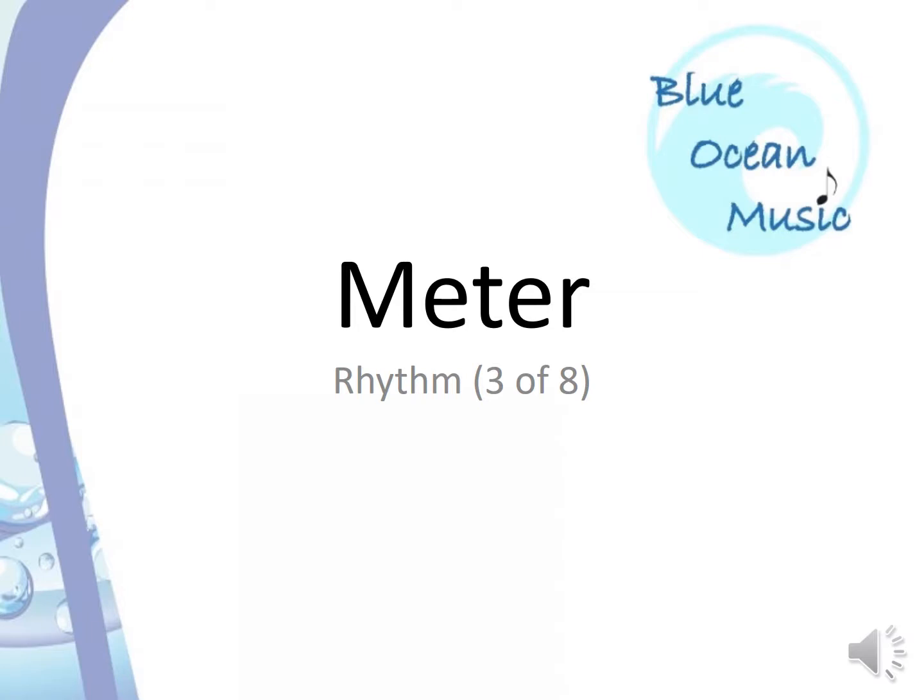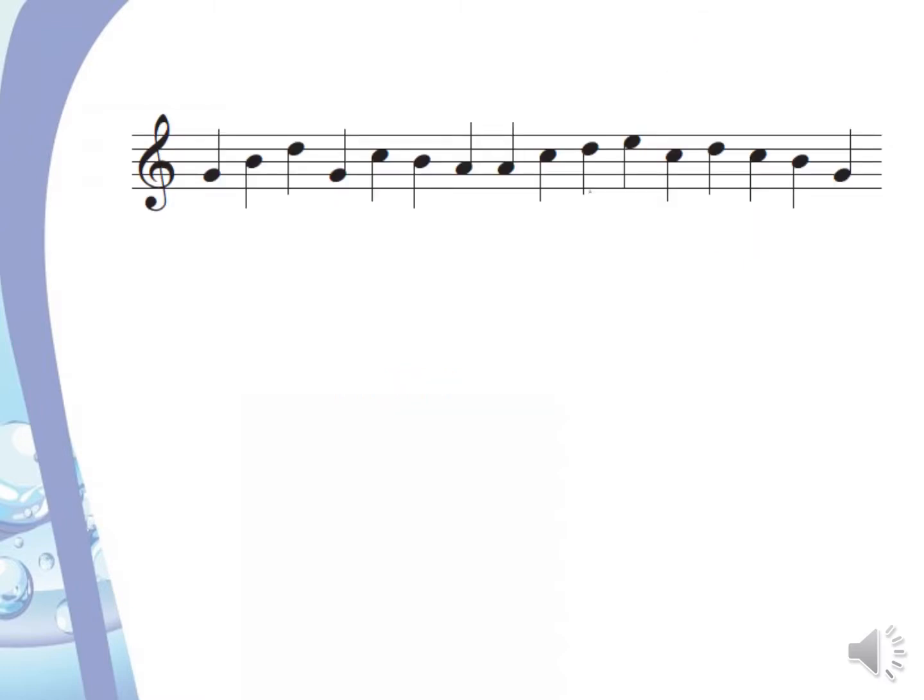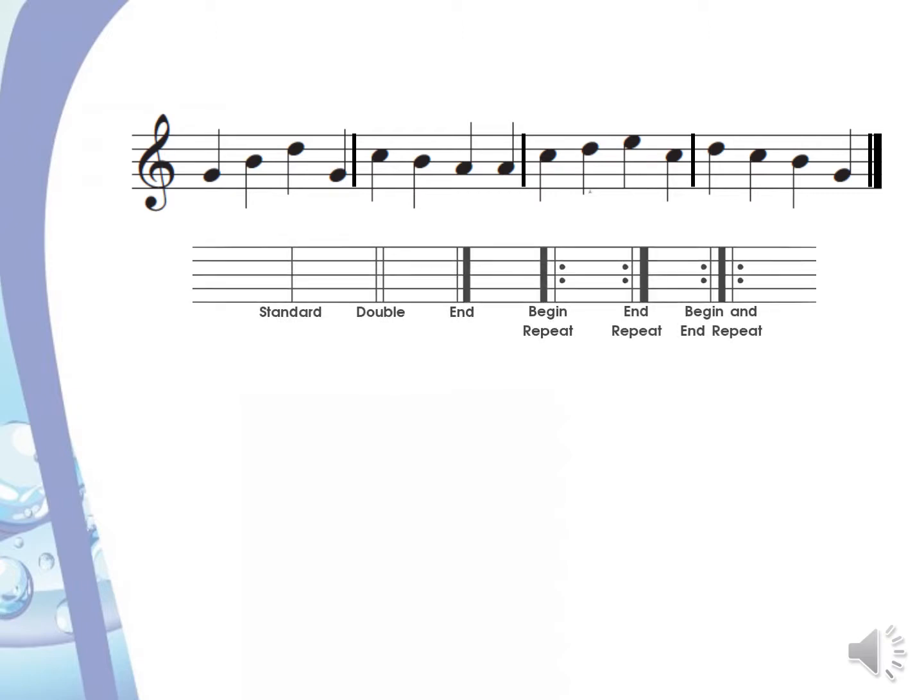In this third video of the Rhythm series, we will be examining the concept of meter. When we look at this example of music, we notice that it looks actually very unorganized. By adding, however, in some vertical lines, that music then becomes much more organized, and we can see a pattern emerging. Those vertical lines are known as bar lines, and they come in a variety of styles.